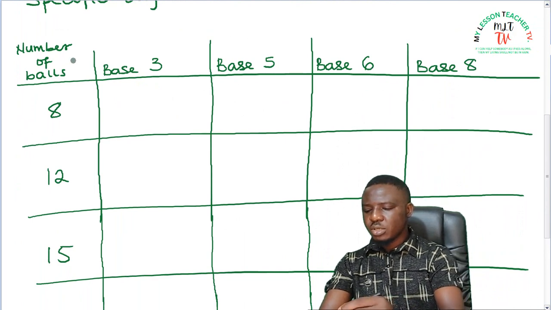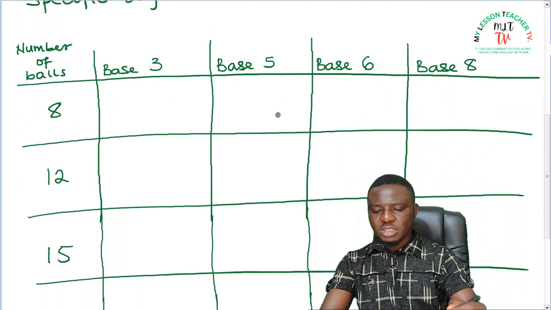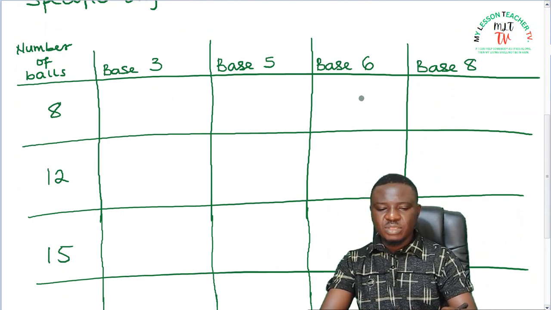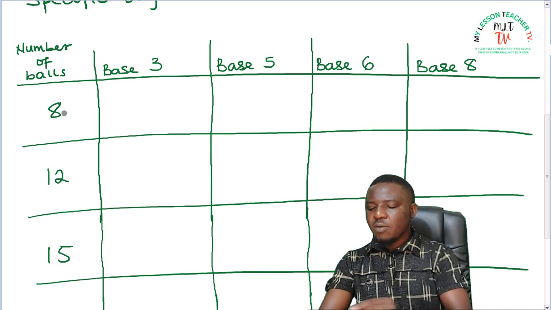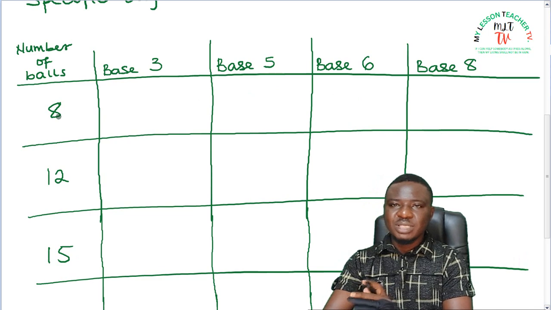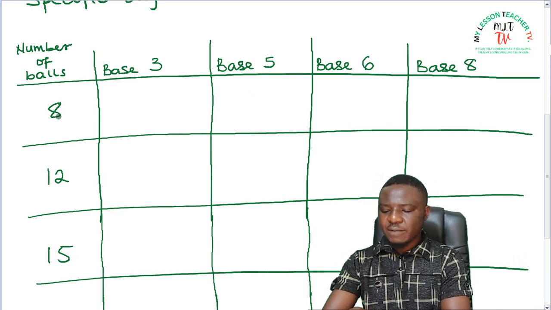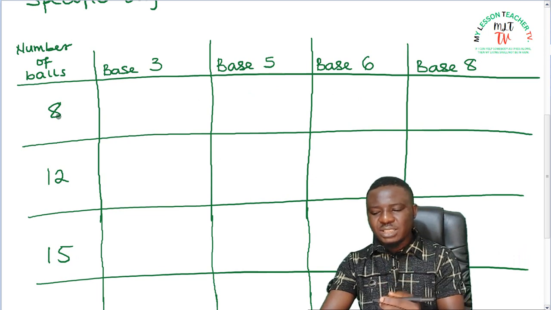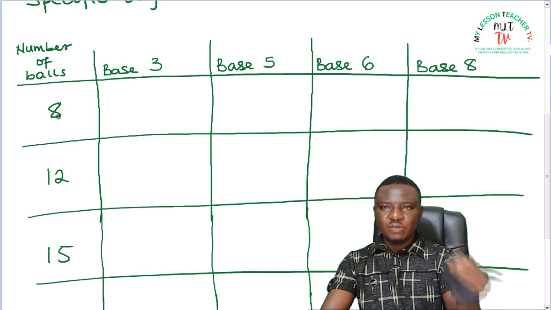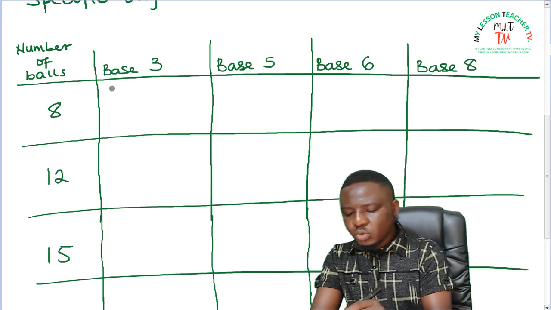So I shall be expressing each of these numbers in base 3, base 5, base 6, and base 8. Now, 8, which is given as number of balls in base 10, we are to express it in base 3. Now, what this means is, if you have 8 balls, group them in terms of 3s. Okay, so this is what I'm going to do.